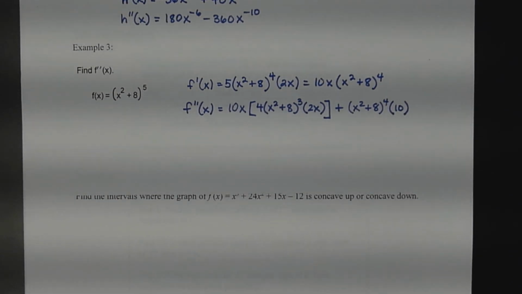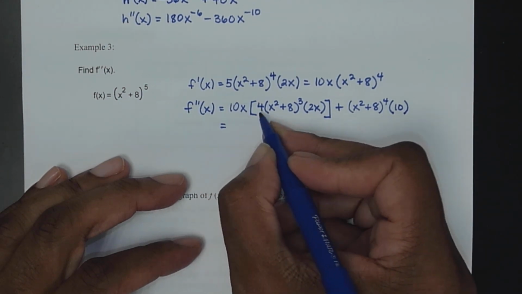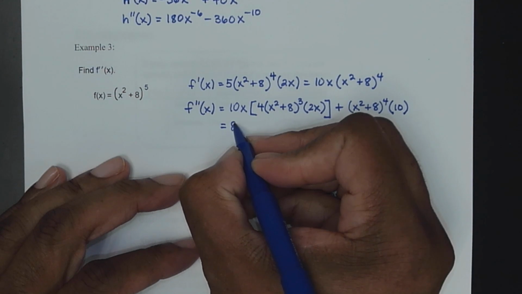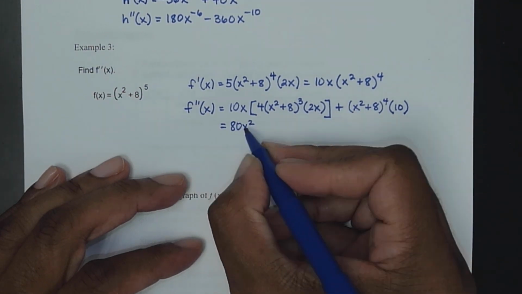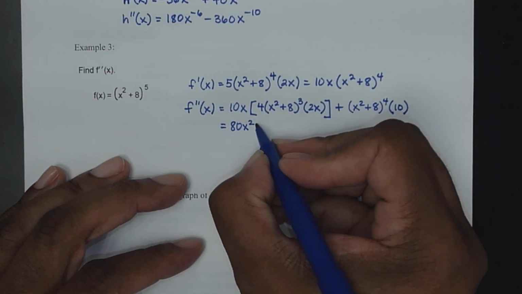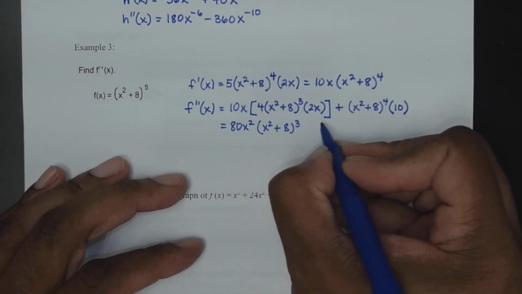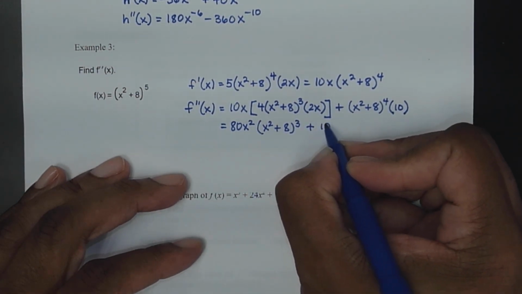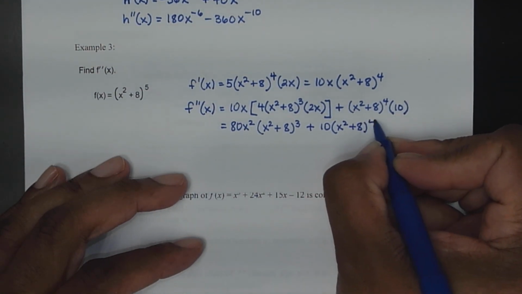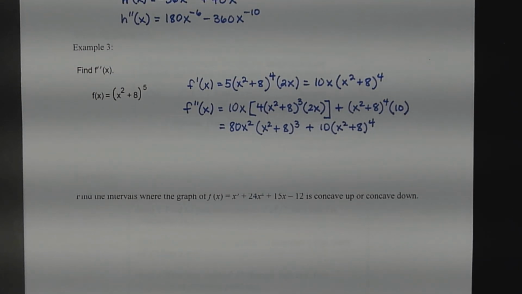All right, now let's simplify this. Let's try to clean all this up a bit. 10x times 4, that's 40x, times 2x will be 80x squared. 10 times 4 times 2, that's 80. x times x is x squared. Times the quantity x squared plus 8, and that's cubed. So now I'm going to put the 10 in front of the quantity x squared plus 8 raised to the 4th power. Now let's do a little bit of factoring here.